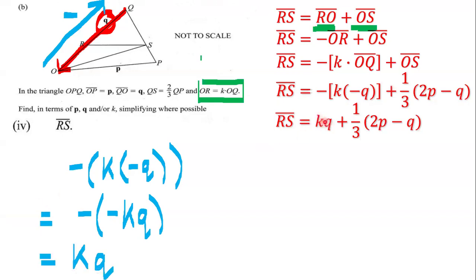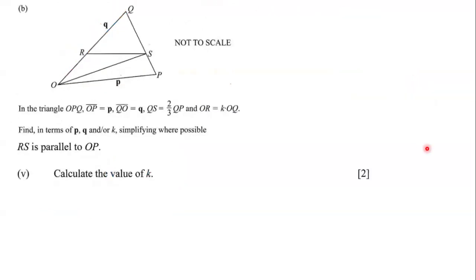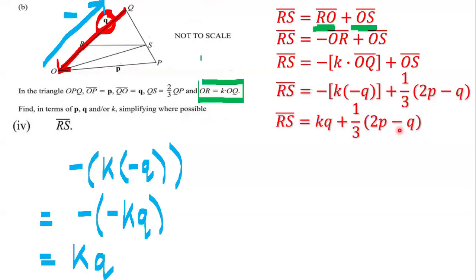So we have KQ plus, now what do we do with the OS? Well, remember from our previous question, OS is a third 2P minus Q. And so that's what OS is. So we have KQ plus a third 2P minus Q. Let me just leave it like that because we have RS is equal to KQ plus a third 2P minus Q. And that's our answer for this question.